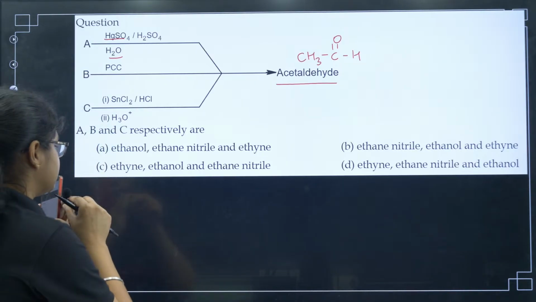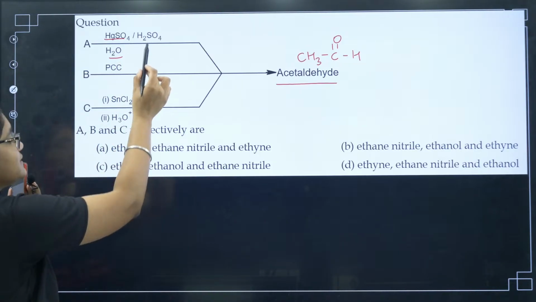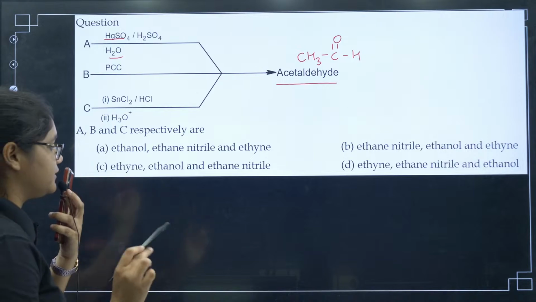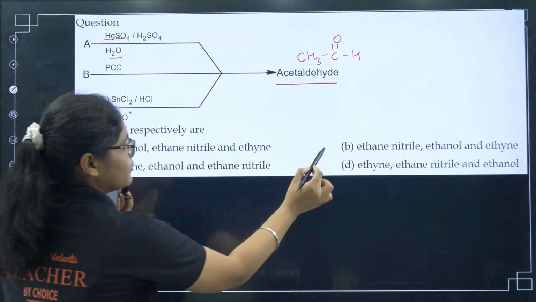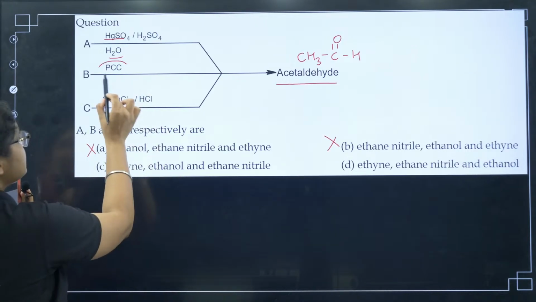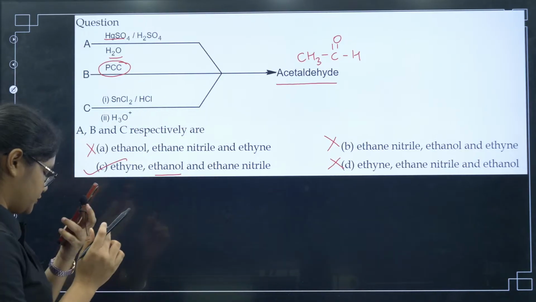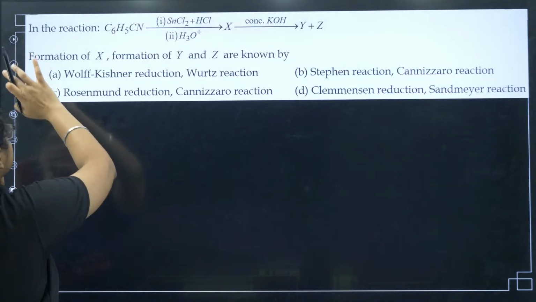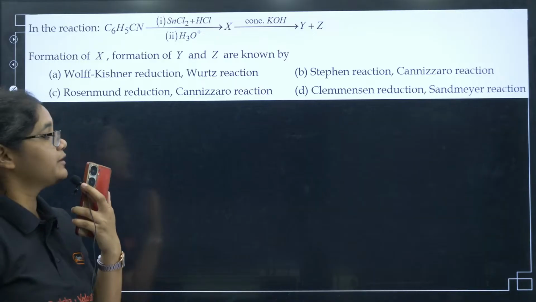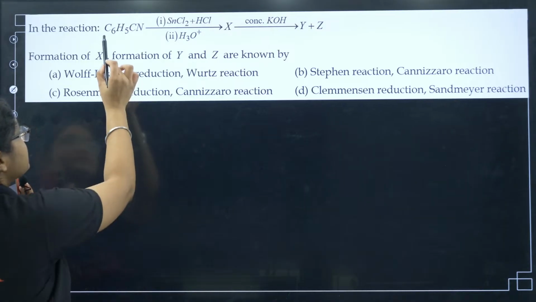Okay, all are saying C here. The answer, yes. First one, HgSO4, H2SO4 has to be ethyne group, right? So I can eliminate option A and B. Next, PCC, so that has to be ethanol. So I will eliminate option D and option C here. Okay, that is correct.